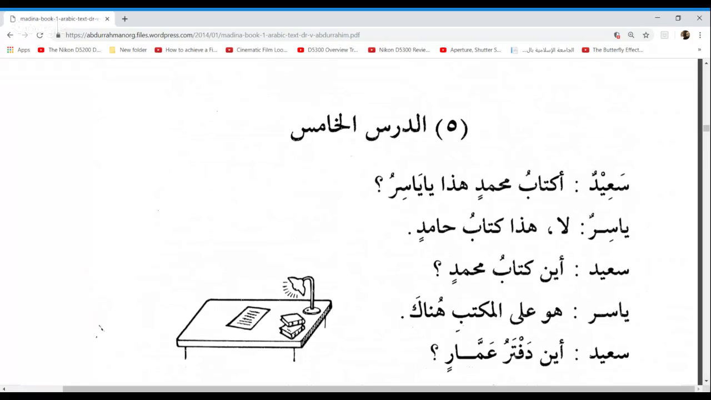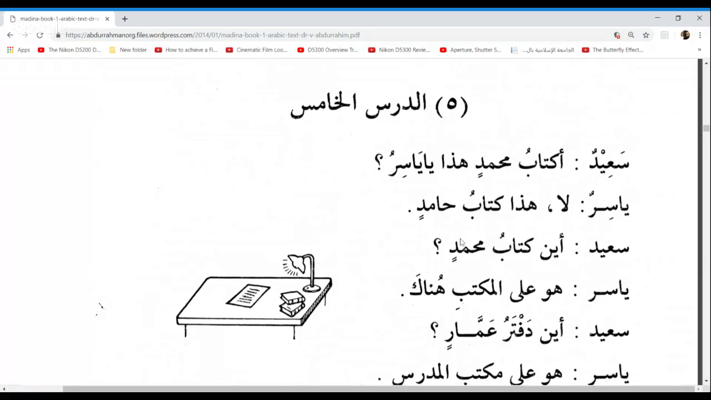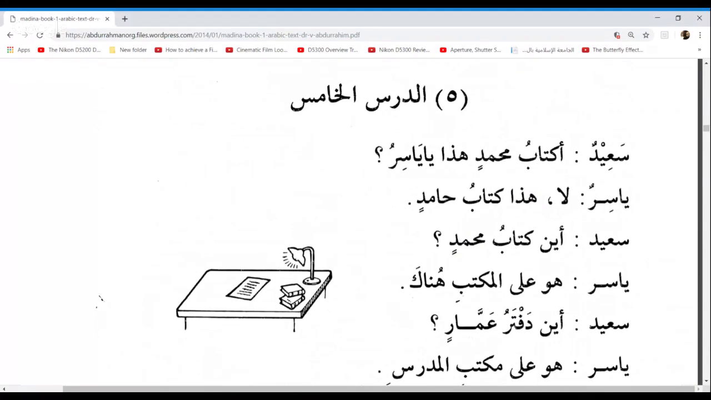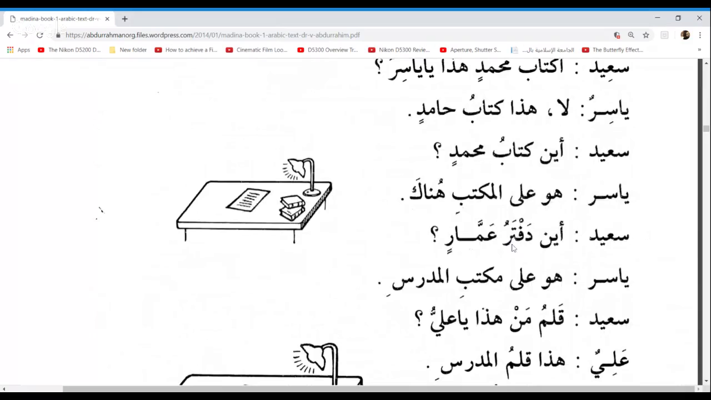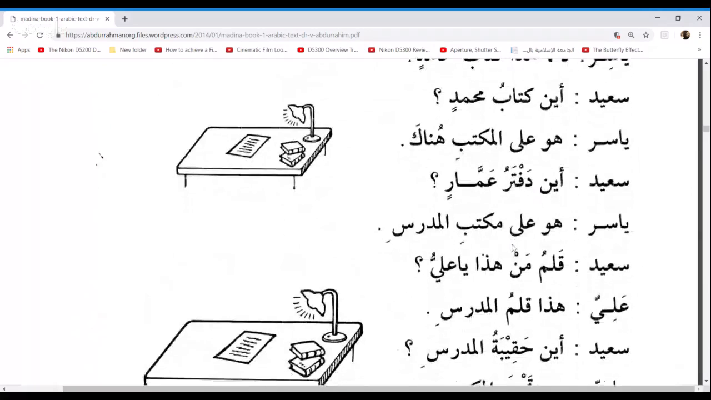So, Ikhwan, there's a lot to remember now. If we look down, we say Kitabu Hamidin, Hamid's book. Third line down, Kitabu Muhammadin, Muhammad's book. Then further down, we've got Daftaru Ammarin, Ammar's notebook. We keep going further down, we've got Maktabi al-Mudarrisi, the teacher's desk.